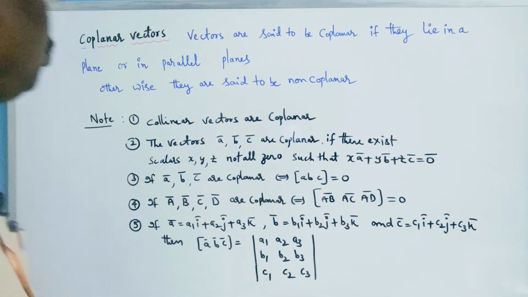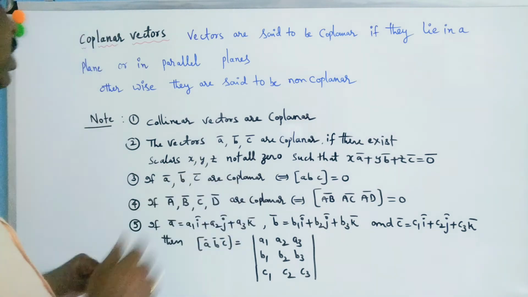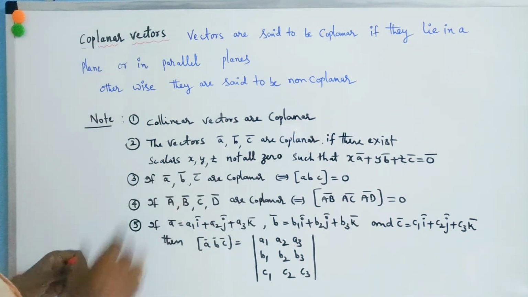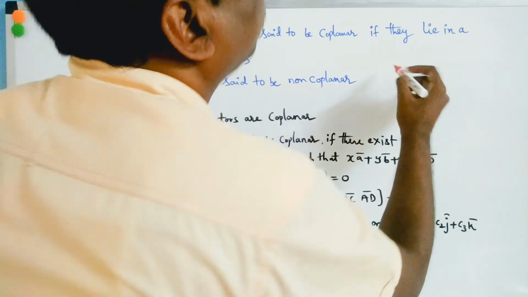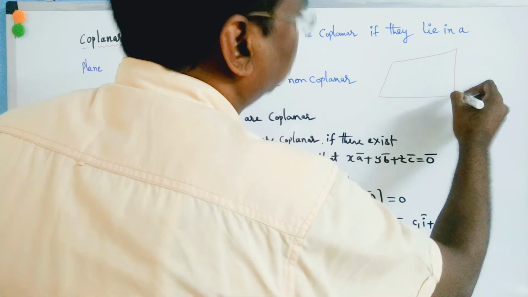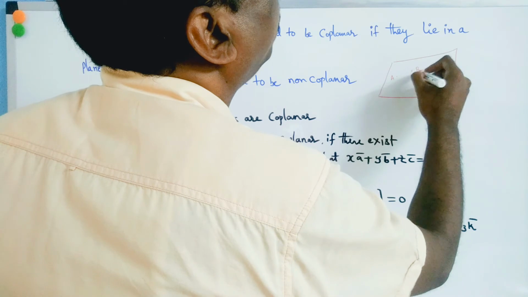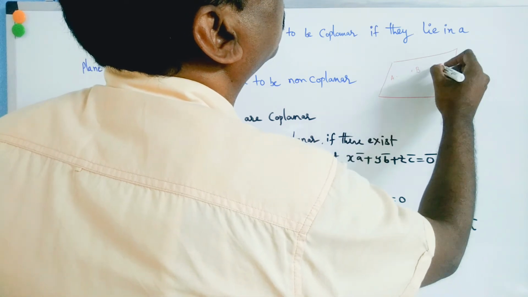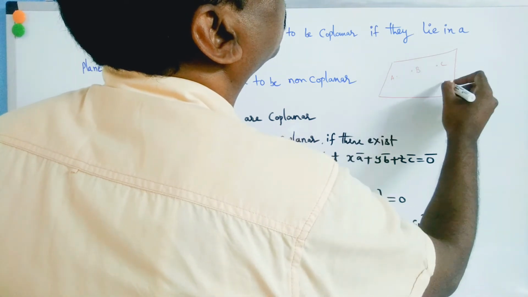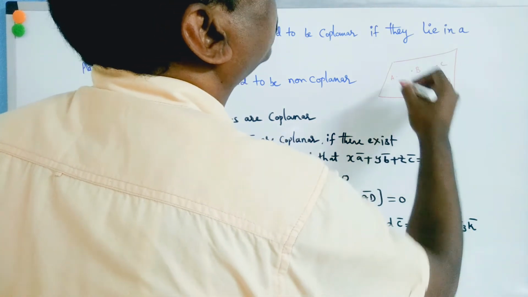Next one, coplanar vectors. Vectors are said to be coplanar if they lie in a plane or in parallel planes. Otherwise, they are said to be non-coplanar vectors. Now let us consider a plane. Here A, B, C, D. Now here, origin.